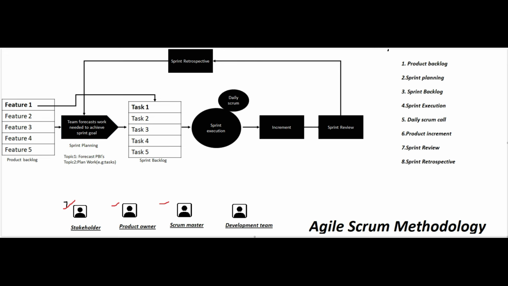Then the second actor is the product owner. This product owner is responsible for maximizing the returns on the investment by identifying the product features and translating them into a prioritized list. So the product owner will decide which feature has to go first and which feature has to go next.